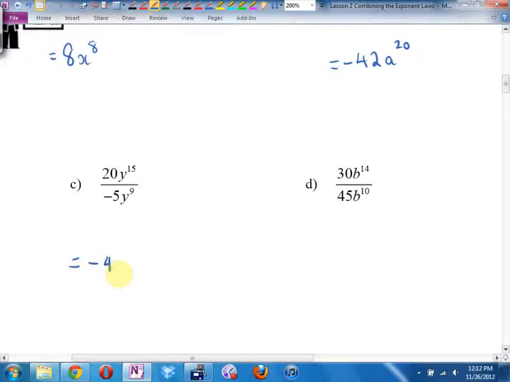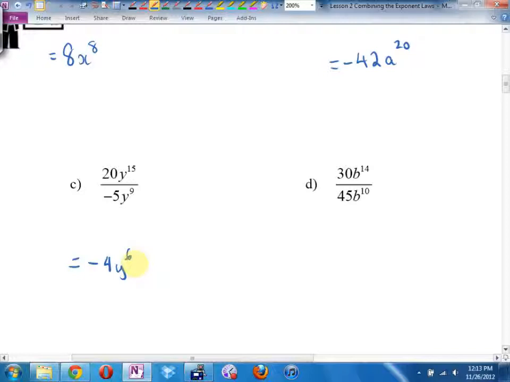Y to the 15th divided by y to the 9th. Now, here's how I really think of this. I ask myself, how many y's are on the top? 15. How many y's are on the bottom? 9. I imagine them all written out, all 15 and all 9. I imagine 9 of them canceling, and I say, how many are left? 6 on top. That may sound more complicated, but trust me, it'll make our lives easier in a bit.